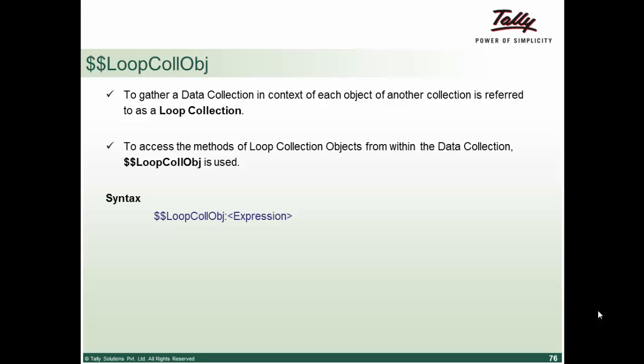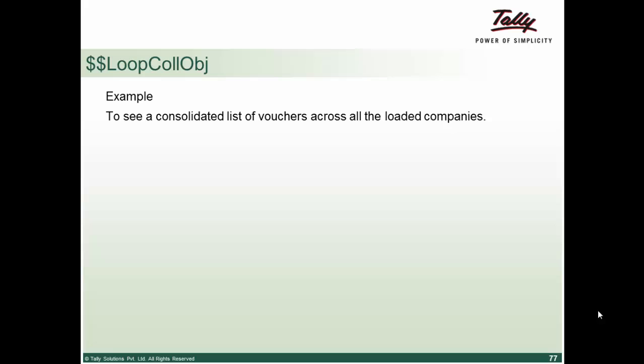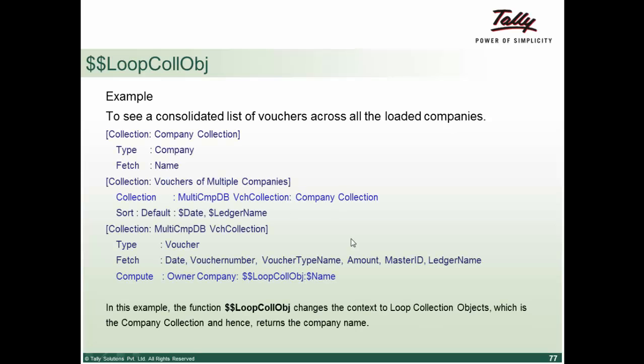So in case you need a value from your loop collection is where $loop call obj function comes into picture. So this is how a consolidated list of vouchers across all the loaded companies will look like. And to get the company name, $loop call obj function is being used. So this $name comes from company collection.